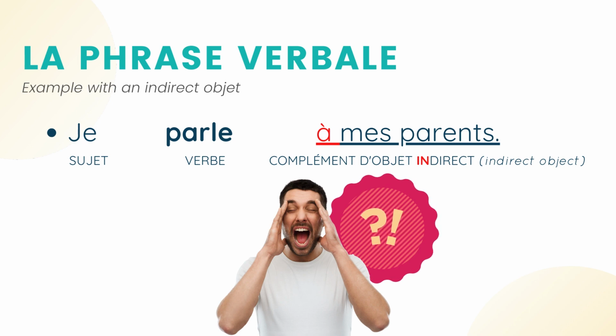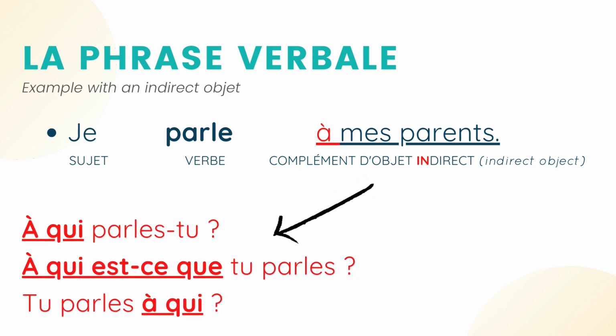Many students were struggling in my classes with the concept of indirect object. So I'm going to explain how to find it in a sentence. First thing first, to make sure that you have an indirect object, you need to ask the right questions. So anytime in French you're asking the questions à qui ou à quoi, you are going to identify the indirect object. I'm going to explain.